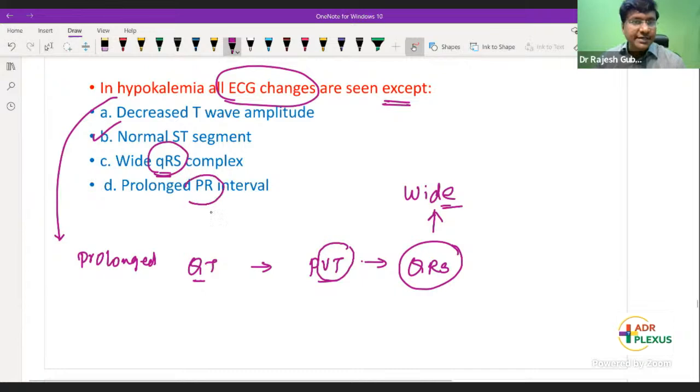Okay, so wide QRS complex will be there. Prolonged PR interval can be there. But normal ST segment will not be there. There will be ST segment depression. Right? There will be ST segment depression. Okay, next.